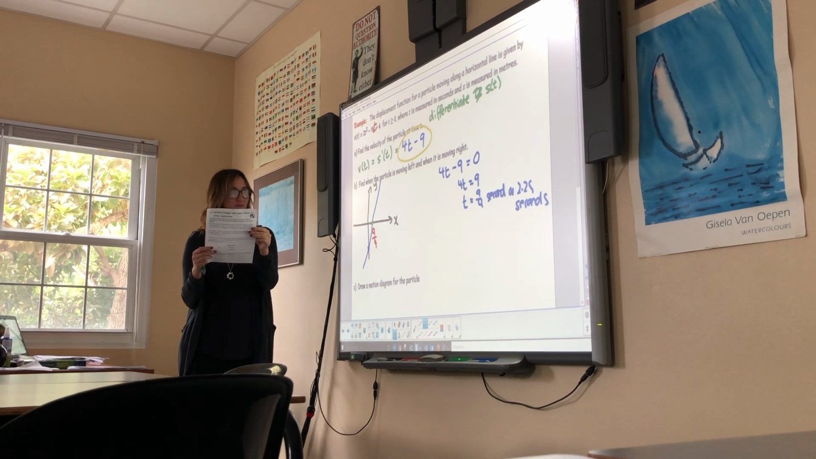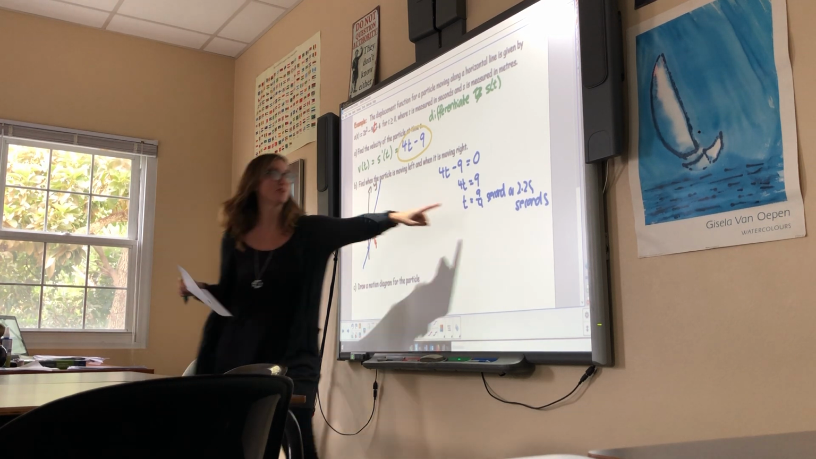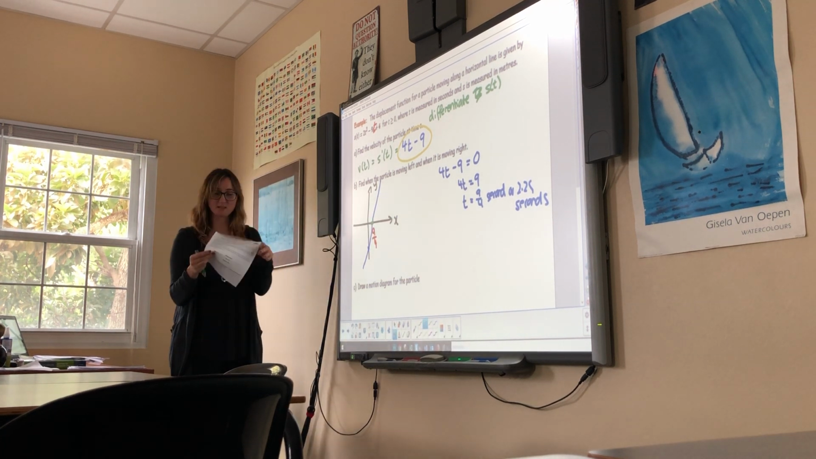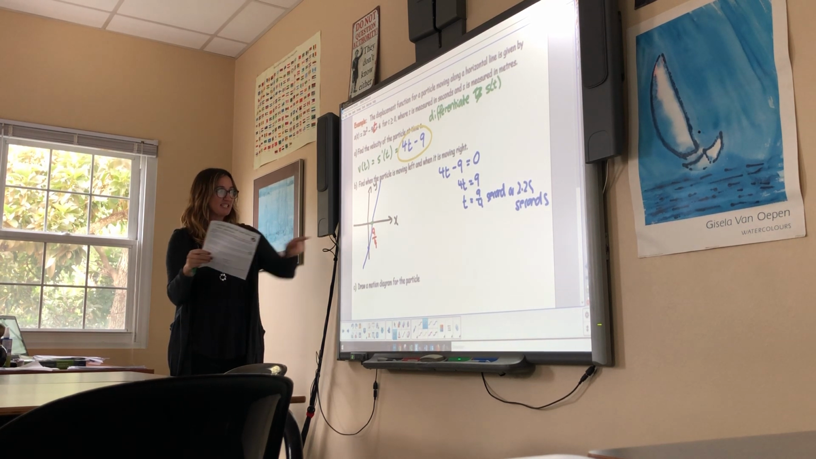Seconds. Or 2.25. Or 2.25 seconds. Yeah, sorry, it's a bit messy. 9/4 is 2.25. If that's an easier number to deal with, you can use 2.25. So find where the velocity is 0.